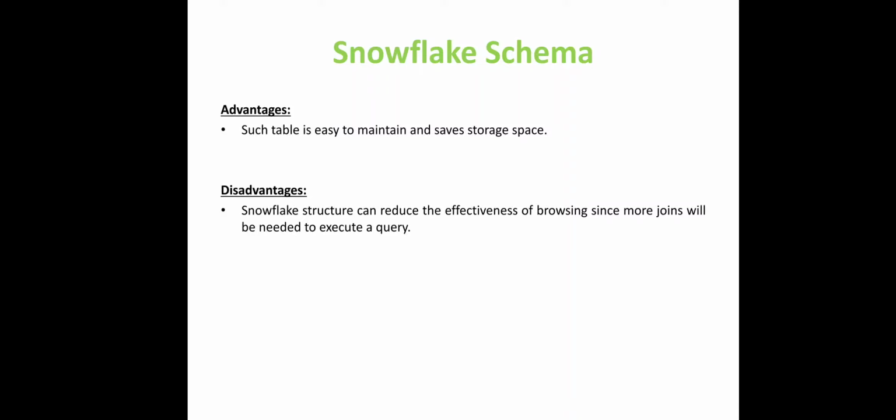All of you know, you have performed different operations on the database tables in the DBMS subject, right? Whenever there are more tables, more joins will be required to perform your query. The same thing will happen in this snowflake schema, and it will reduce the effectiveness whenever we are browsing for data, and therefore the system performance will be degraded. Hence, the snowflake schema is not as popular as the star schema. That is why the star schema is a very popular form of this multi-dimensional data model. So, these are the advantages and disadvantages of snowflake.